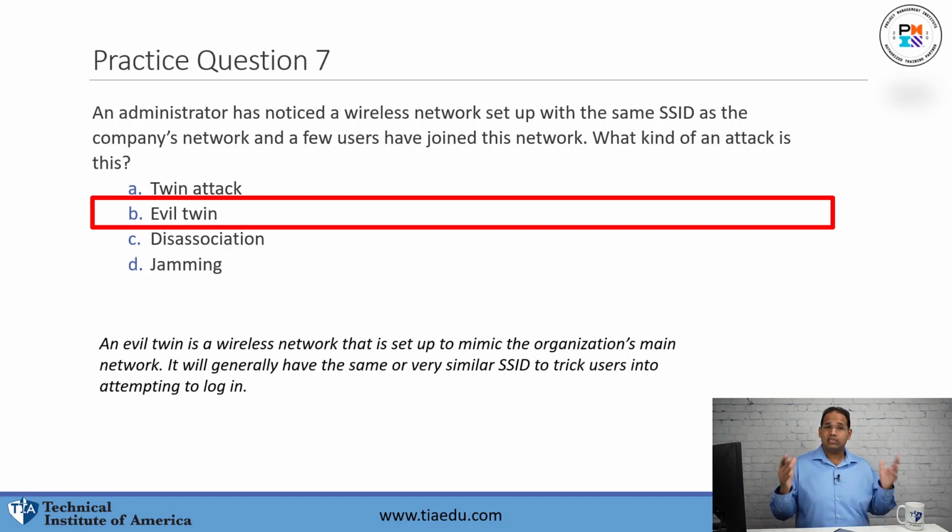So an evil twin is basically a wireless network that an attacker sets up outside your organization, or maybe even internal to your organization, that mimics your exact organization. What they're trying to do is have your users join them and steal data from them.